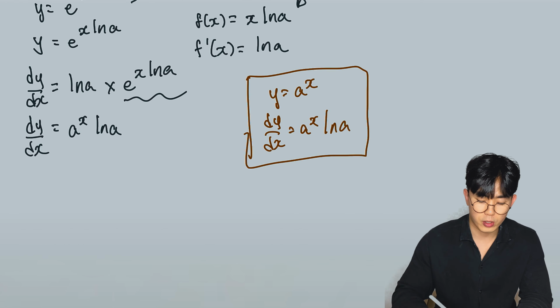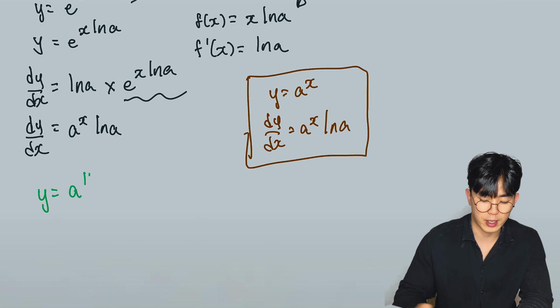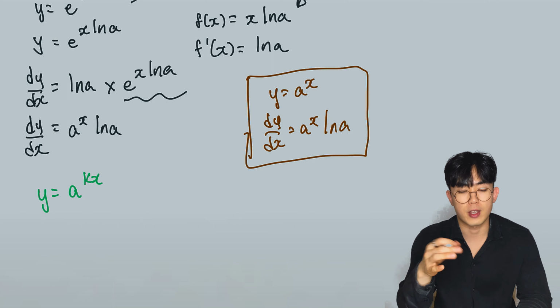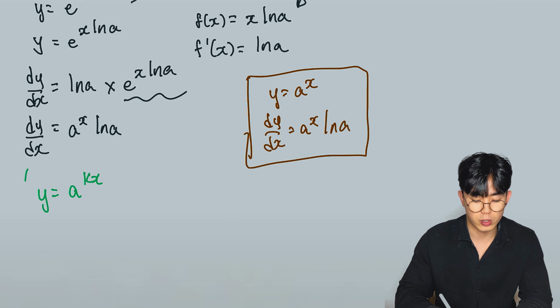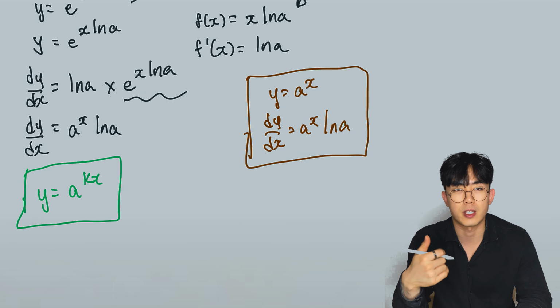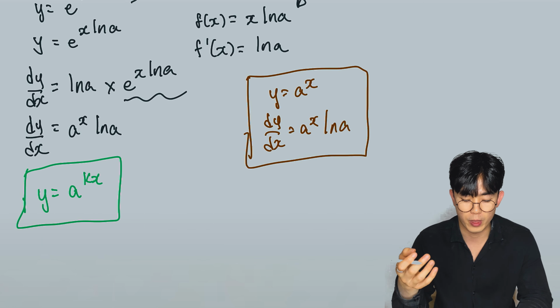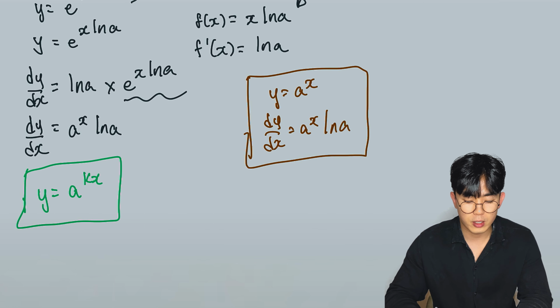They might also ask you to say, what is the derivative of y is equal to a to the kx, like this, where there's a constant value k. In this case, I want you guys to try it yourselves and then leave it in the comment section below, and then we can check it out later on.